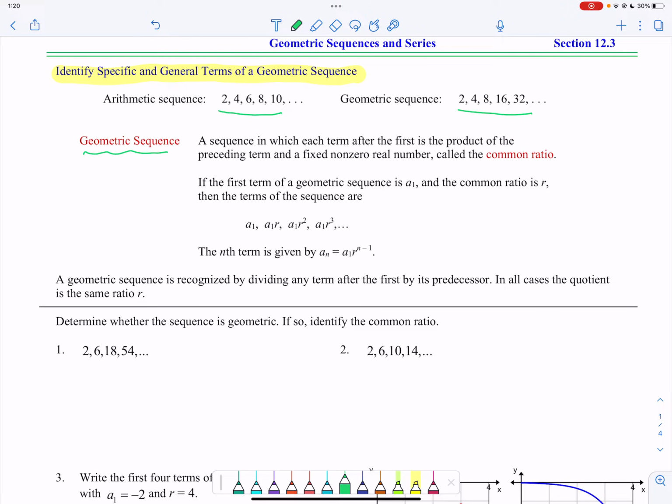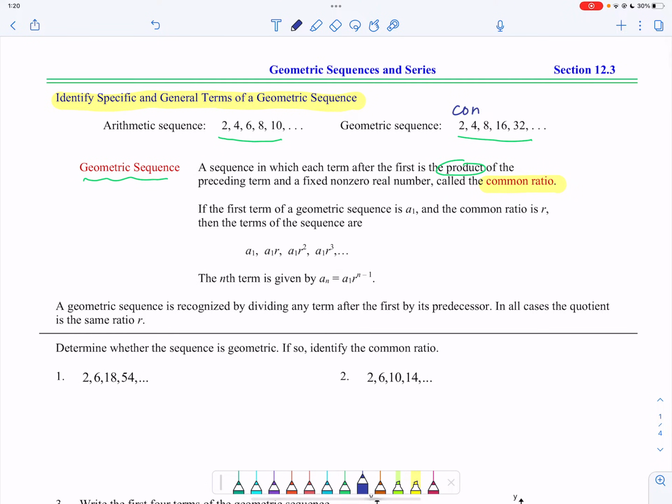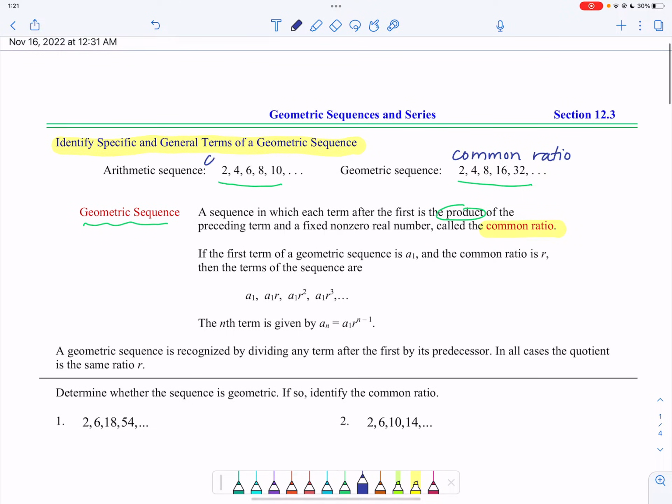A geometric sequence is as follows. A sequence in which each term after the first is the product of the preceding term and a fixed non-zero number called the common ratio. So instead of a common difference, we're going to have a common ratio. And here we have a common difference, D, in the arithmetic.